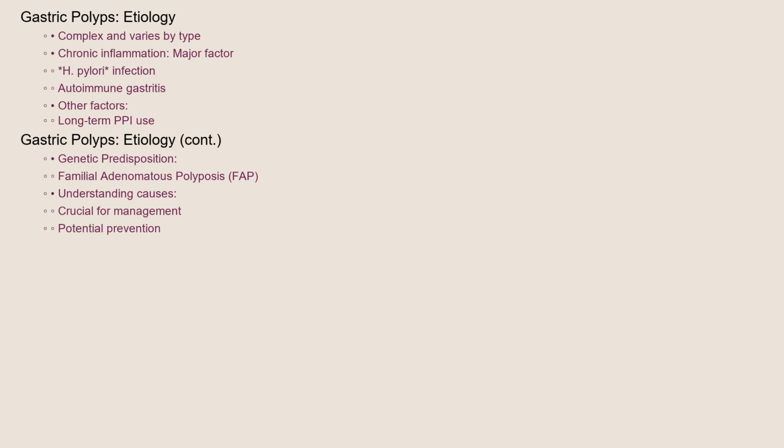The etiology of gastric polyps is complex and varies depending on the type. In many cases, chronic inflammation of the stomach lining, often due to Helicobacter pylori infection or autoimmune gastritis, is a major culprit. Other factors include the long-term use of proton pump inhibitors, or PPIs, which are medications used to reduce stomach acid, and genetic predispositions, such as familial adenomatous polyposis, or FAP. Understanding these causes is the first step in managing and potentially preventing the formation of gastric polyps.